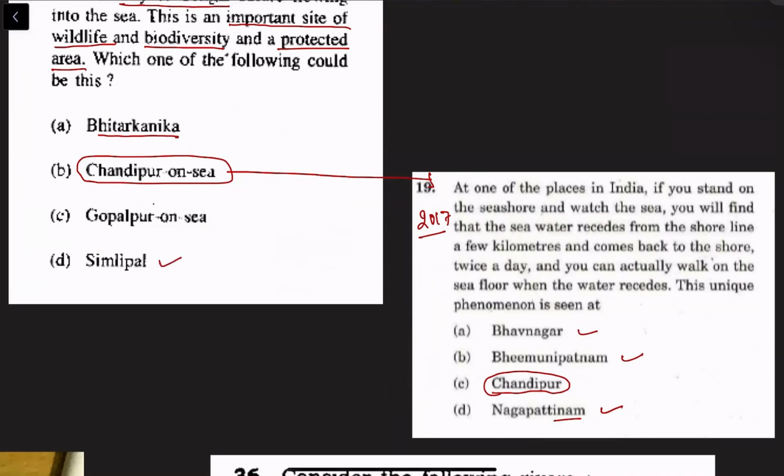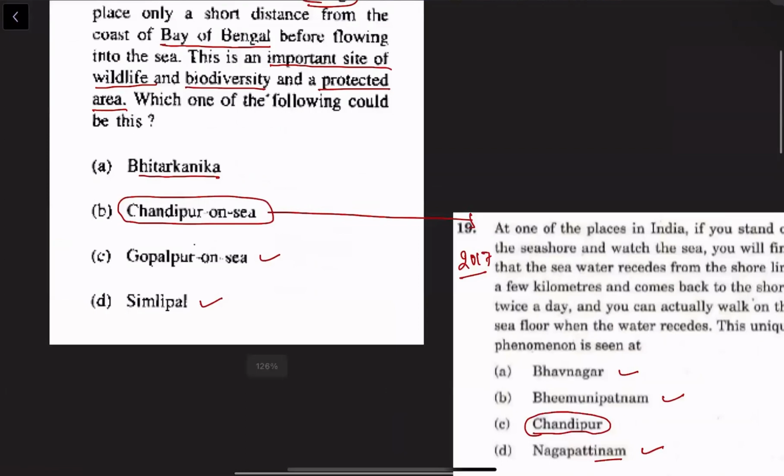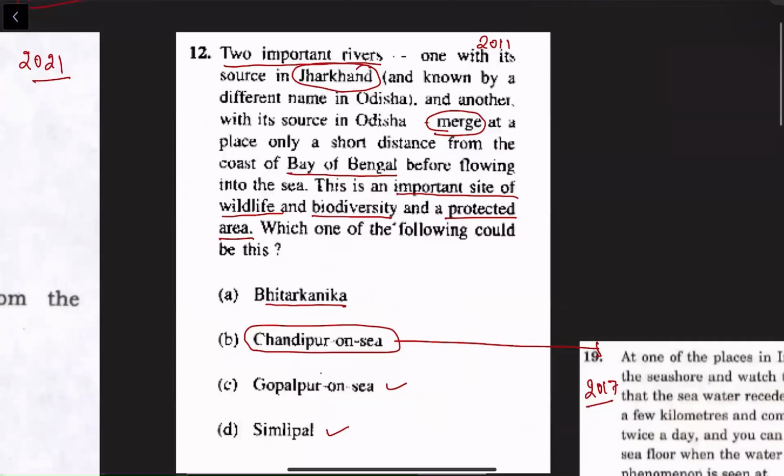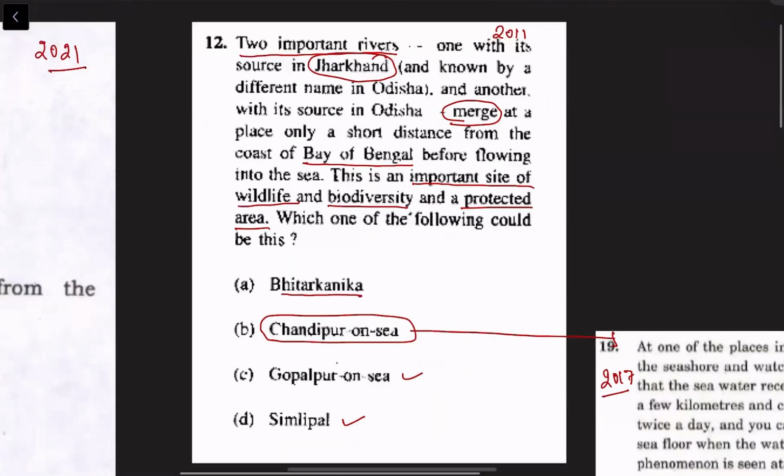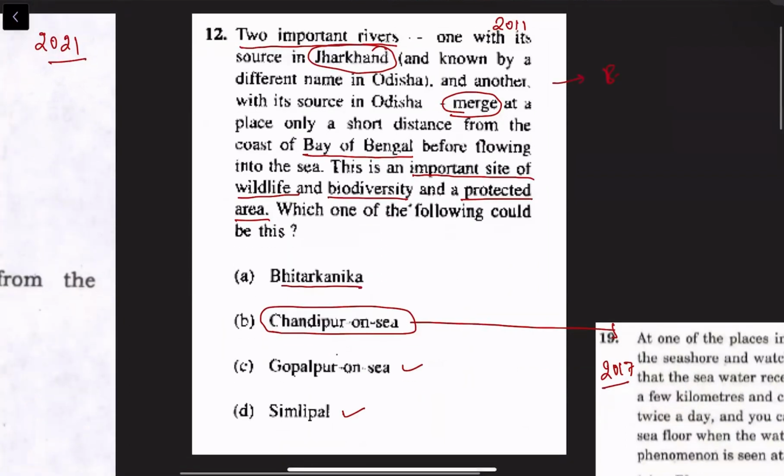Simlipal is an important Ramsar site, and also Gopalpur on Sea. All these options you have to go through before the upcoming prelims to consolidate these contents. Back to this particular question, we are learning about the Brahmani and Baitarani rivers with this clue: Brahmani has its source in Jharkhand and Baitarani has its source in Odisha.